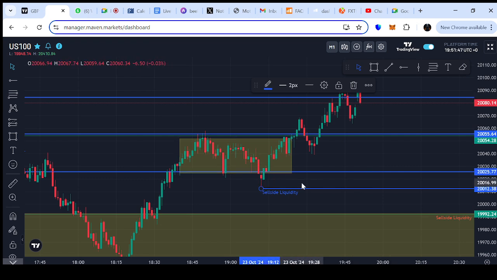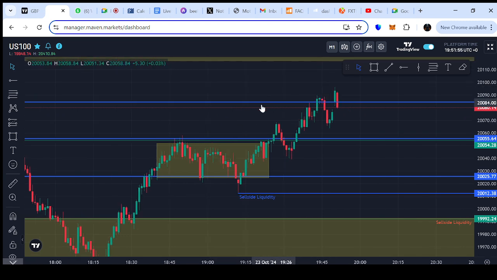Then if we are bullish, you also look for the highest high of the accumulation phase. The algo will come and seek the buy side liquidity, just as the algo will come and seek this sell side liquidity here. You understand?